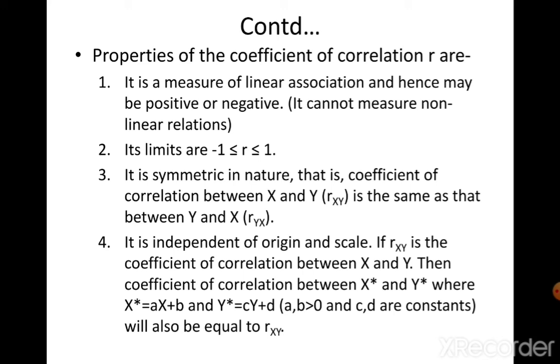So the same operation has also been done with y. I have multiplied by c and added d to it. So I have changed its scale as well as its origin to get the new variable y star. So even after transformations of origin and scale to the original variables, if I calculate the coefficient of correlation between x star and y star, it will be same as the coefficient of correlation between x and y. So the coefficient of correlation will be equal to rxy. This is another property of r.